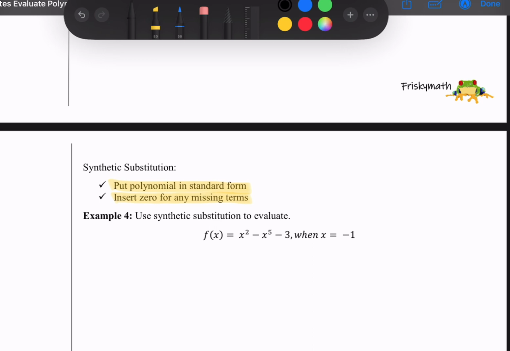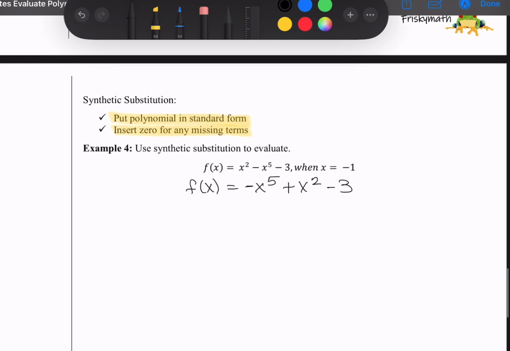All right, so let's start by writing this thing in standard form. In standard form, the leading term is going to be -x to the 5th. Now, I don't have an x. Well, let me go ahead and finish writing it in standard form. So my next term will be x squared, and then I'll have my constant. Now, notice I don't have x to the 4th, I don't have x to the 3rd, and I don't have x to the 1st power. So what I'm going to do is insert zeros for any missing terms.